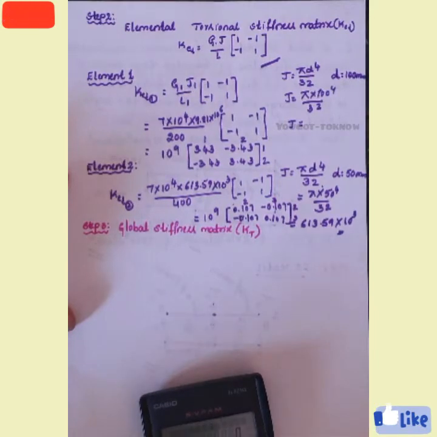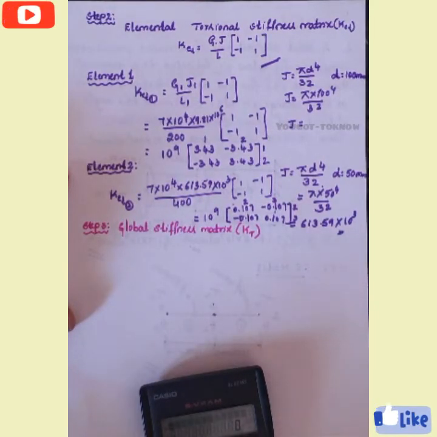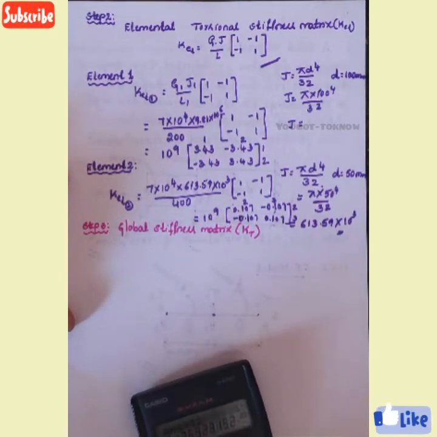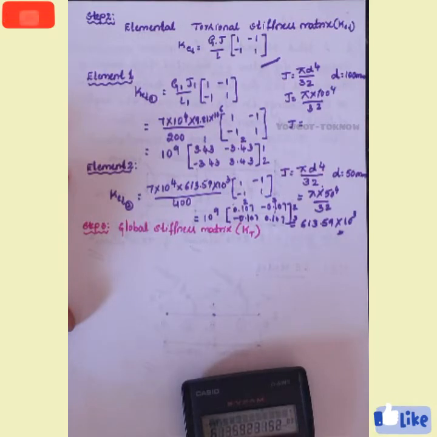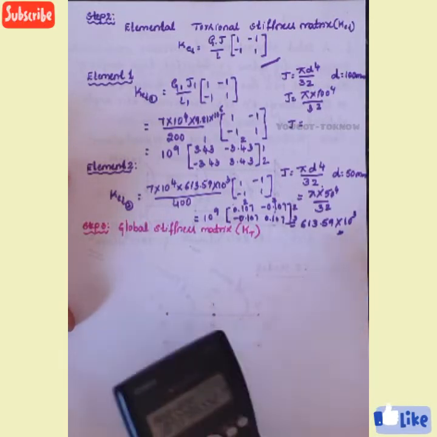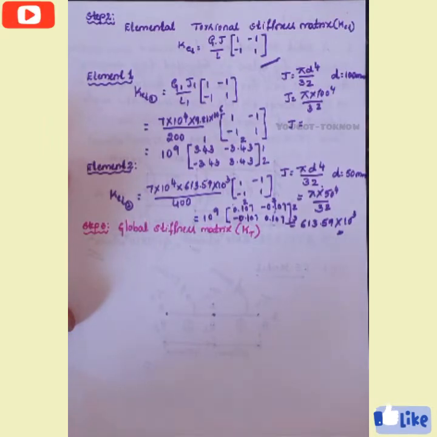You can just check the answers once. Pi into 50 to the power 4 divided by 32 gives 613.5 into 10 power 3, into 7 into 10 power 4, divided by 400. Yeah, 107.3 into 10 power 6 is there. I converted it into 10 power 9, that is 10 power 9 into 0.107.